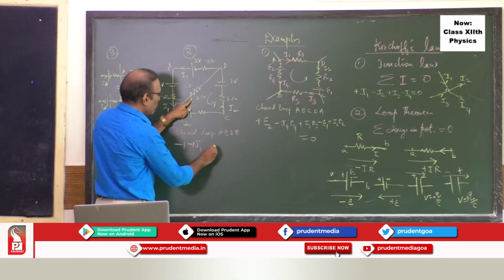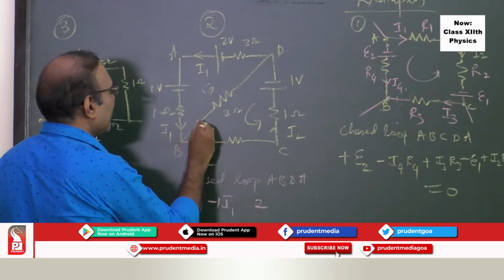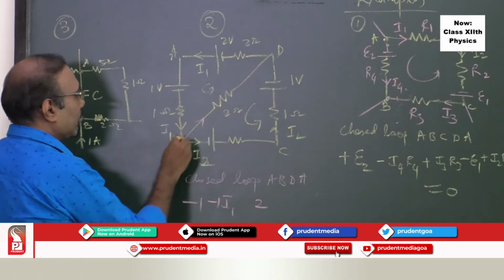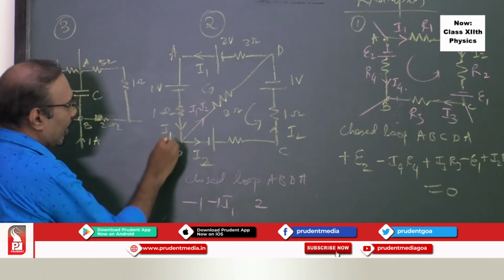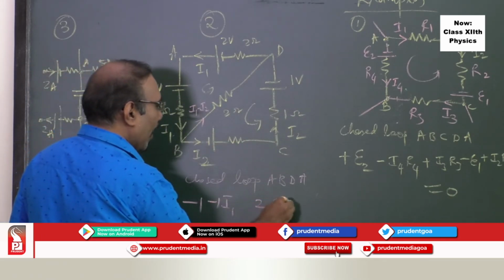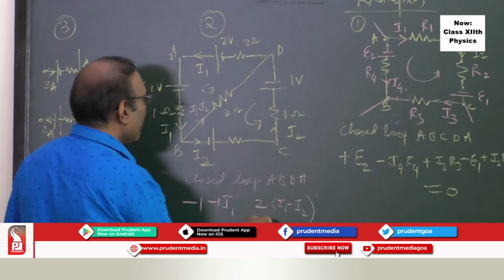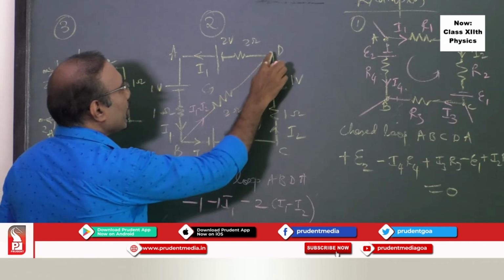Then I have this 2 ohm. This current is coming, this current is leaving. What is the current in this? It will be I1 minus I2, since I1 is entering and I2 is leaving. So it will be 2 into (I1 minus I2). And this will be negative because I am going in the direction of the current.